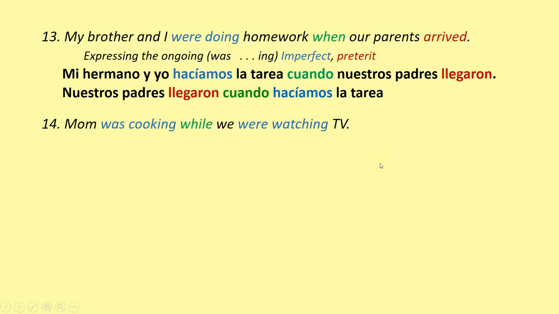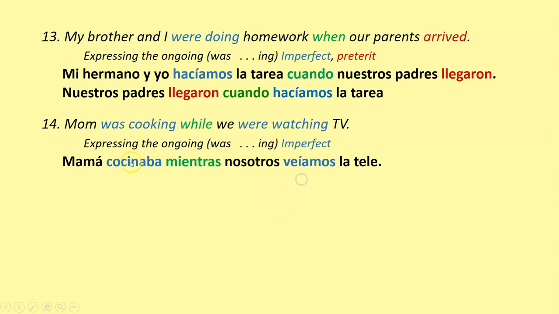Número 14. Mom was cooking while we were watching TV. Two ongoing actions happening at the same time. They are joined by this word, while. Both of them should be in the imperfect. Mamá cocinaba mientras nosotros veíamos la tele.